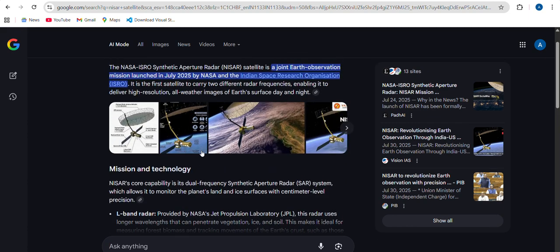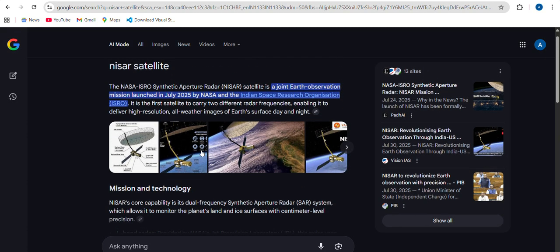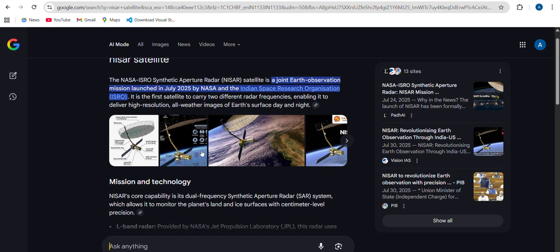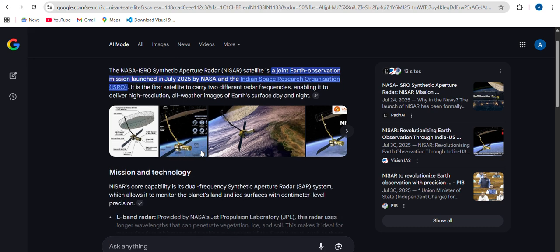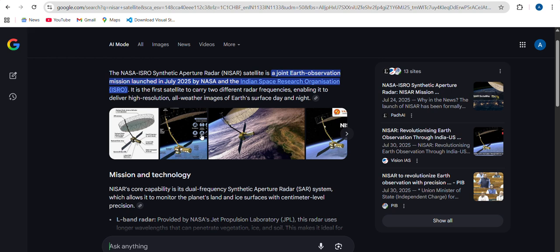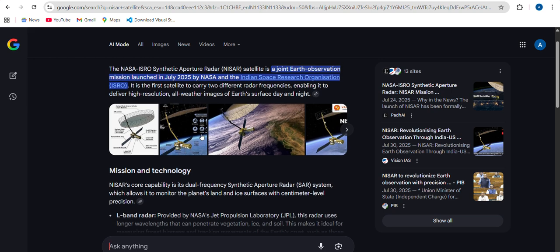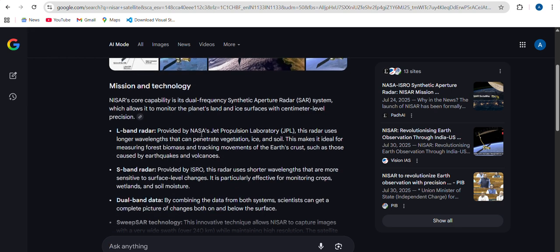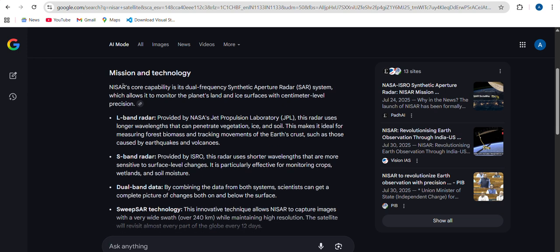Let us know about the NISAR satellite. The NASA-ISRO Synthetic Aperture Radar satellite is a giant Earth observation mission launched in July 2025 by NASA and the Indian Space Research Organisation, ISRO. It is the first satellite to carry two different radar frequencies, enabling it to deliver high-resolution all-weather images of Earth's surface day and night. NISAR's core capability is a dual-frequency synthetic aperture radar system, which allows it to monitor the planet's land and ice surface with centimeter-level precision.